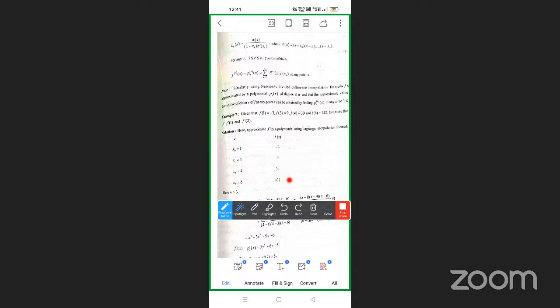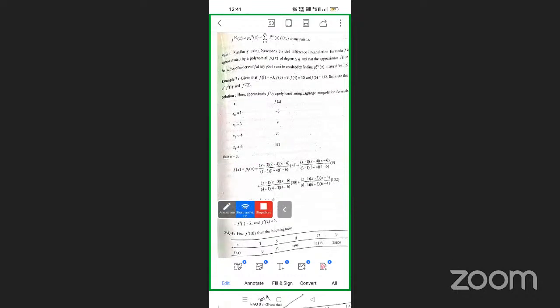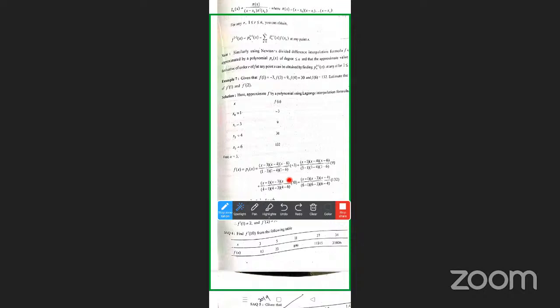Is that clear? So next, how to write the formula? This is very simple. Lagrange's interpolation formula, starting with x.